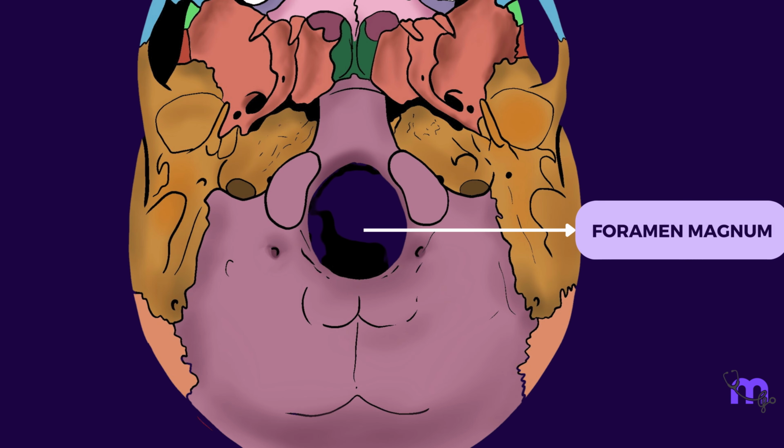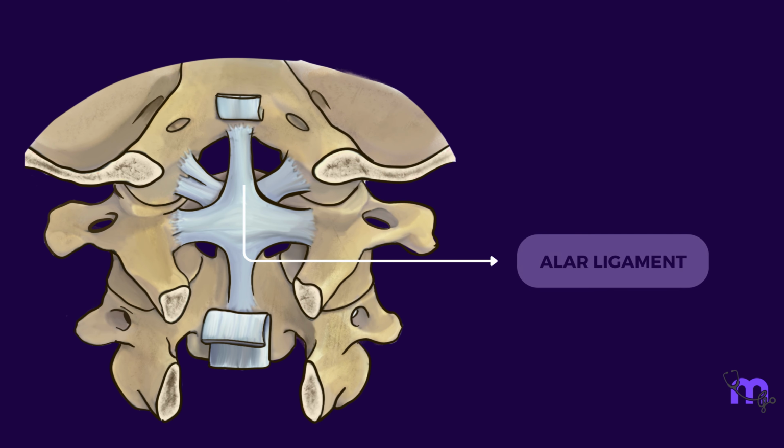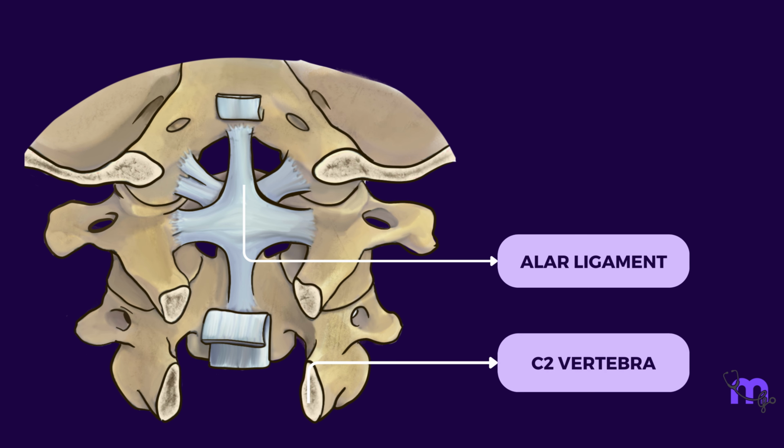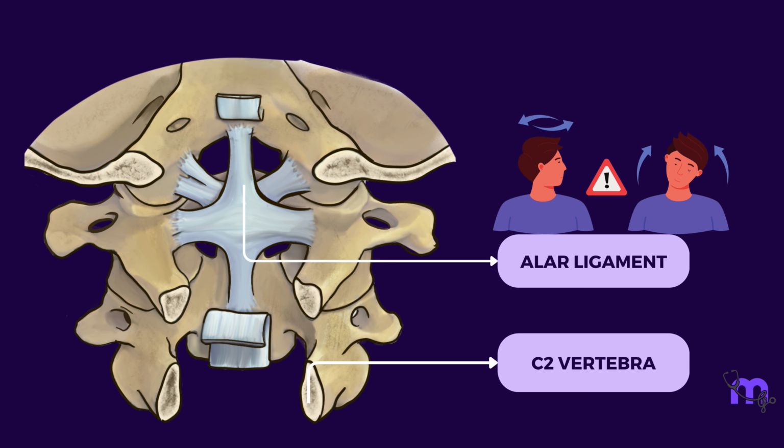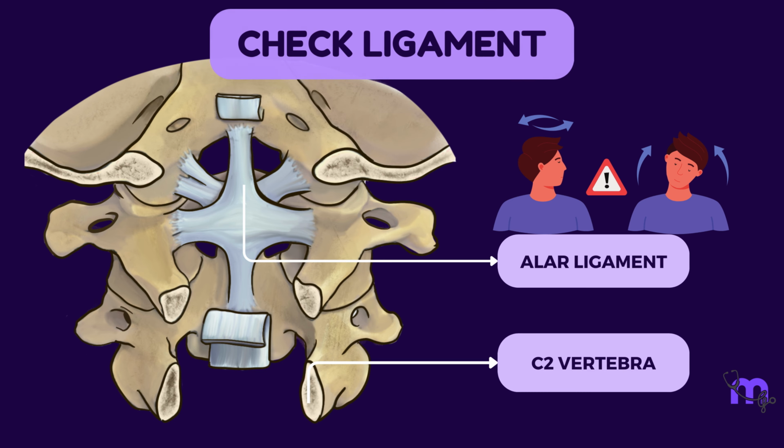The foramen magnum is divided into an anterior compartment and a posterior compartment by the presence of the alar ligament, a ribbon-like band that runs from the dens of the C2 vertebra to the occipital condyles. The primary function of the alar ligament is to limit excessive rotation and lateral flexion of the head and neck, and is therefore also known as the check ligament.